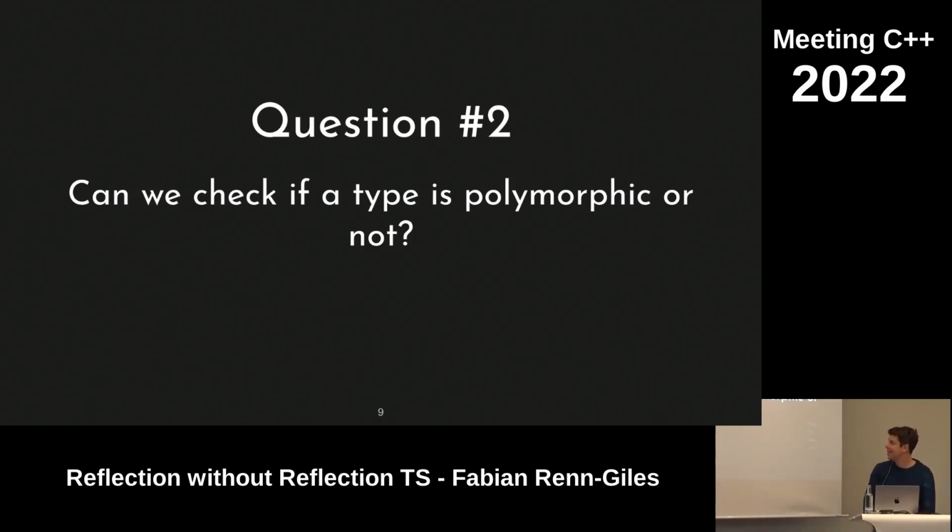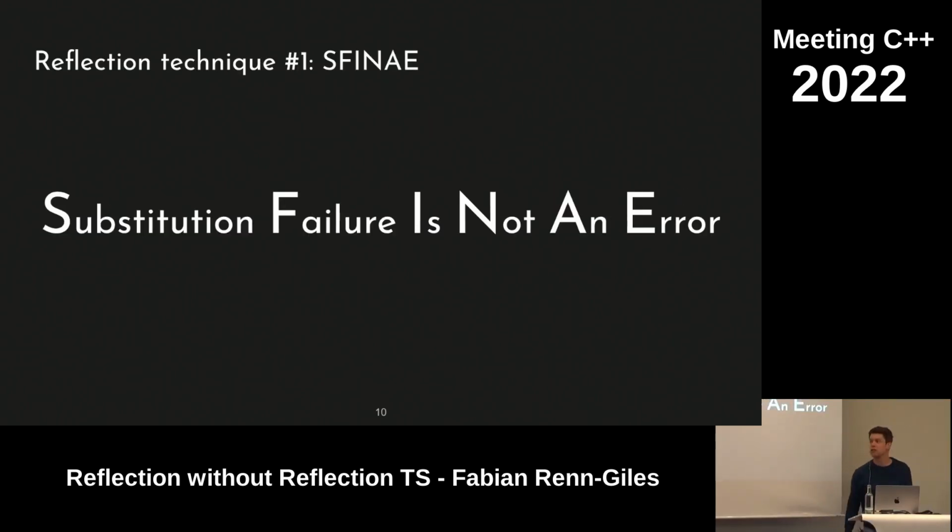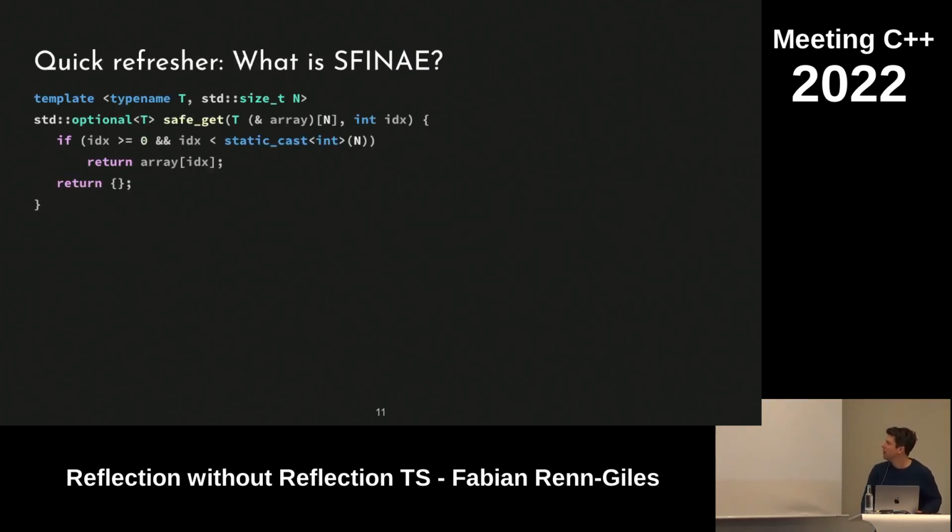So the technique that you would usually use, and you use for a lot of the more complex reflection, is SFINAE, right? Substitution failure is not an error. And probably all of you in the room know what SFINAE is, but just as a quick recap, let's say I want to write a function called safeGet, which takes a raw array again and an index, and this function checks that the index is in bounds, right? So that we don't return an out of bounds element. And you could imagine some code using that function like this here.